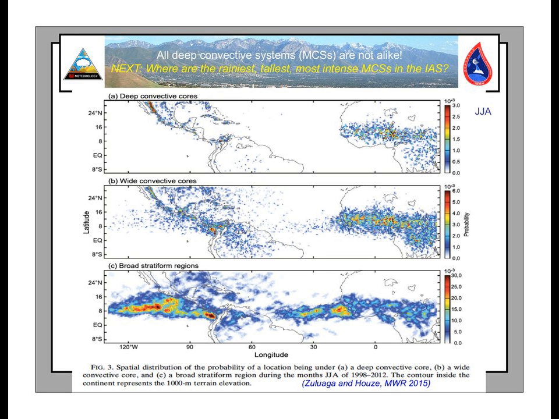If we go to where are the broad stratiform regions, then now finally the tropical oceans show up and some of the wetter portions of the continents show up as having a considerable amount of the rain coming from those kinds of systems.